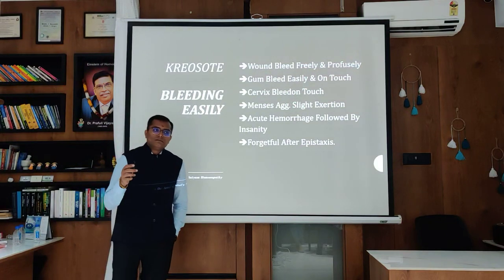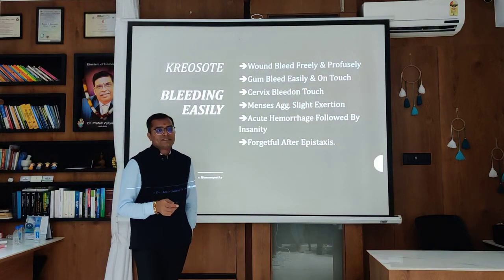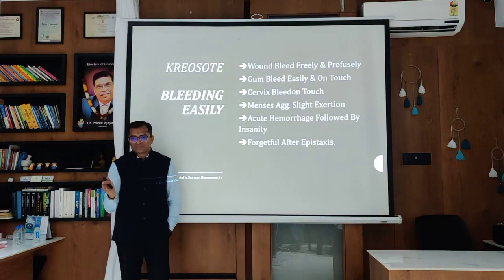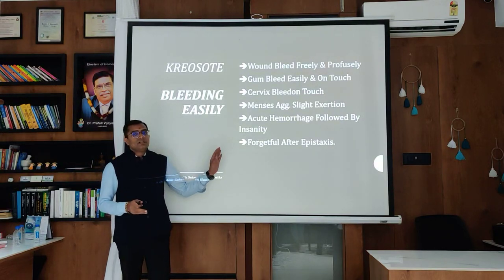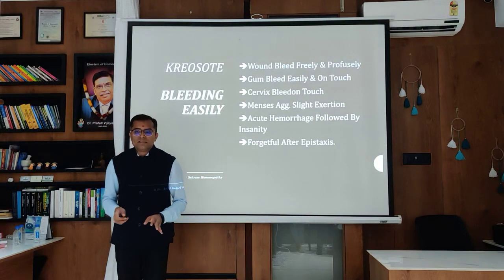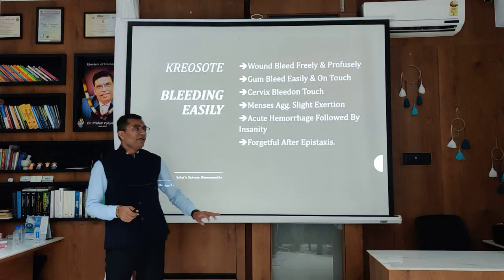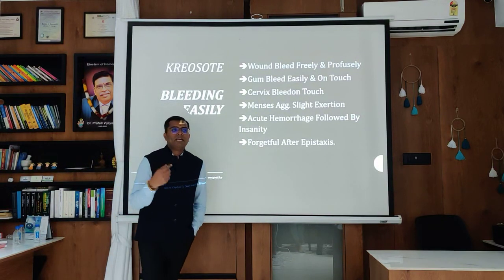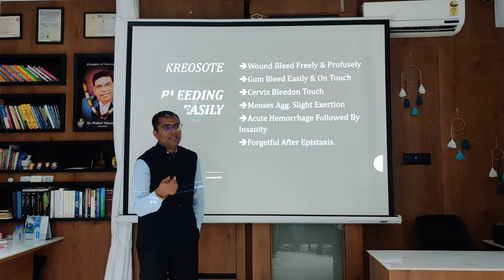Bleeding: it acts directly on the blood vessels and destroys them, because the fibrin and elastin are destroyed, and that leads to easy hemorrhage. So it would bleed easily: gums bleed easily, cervix bleeds on touch. When you find the cervix bleeds on touch, the person says, every time I have sex, I have bleeding.